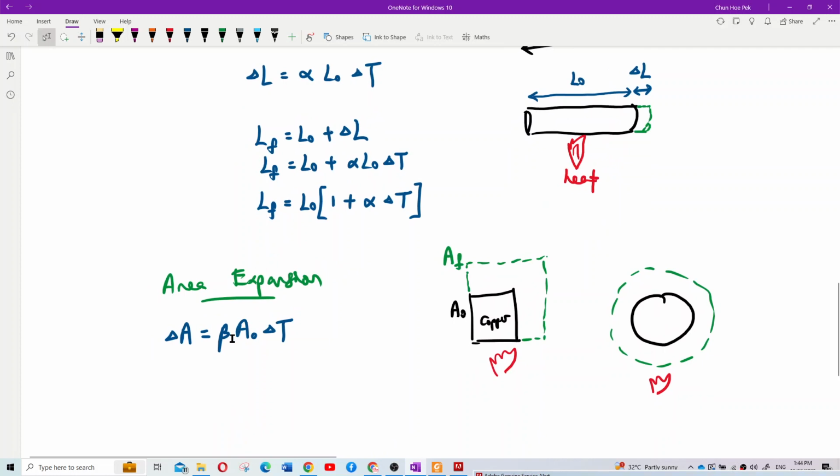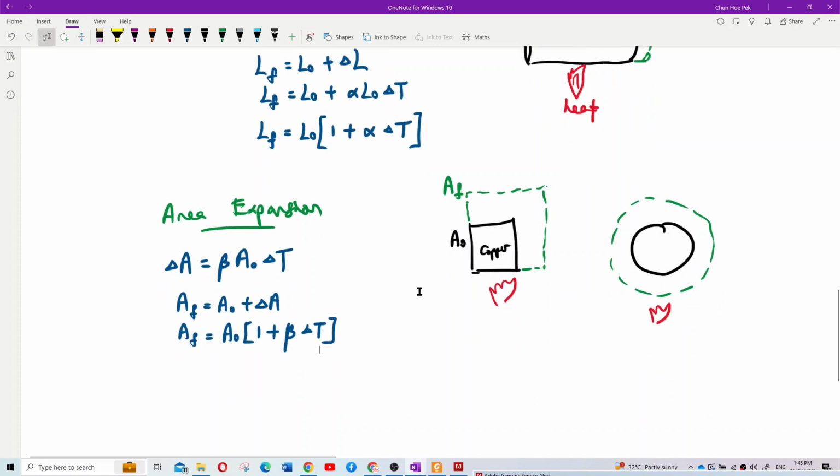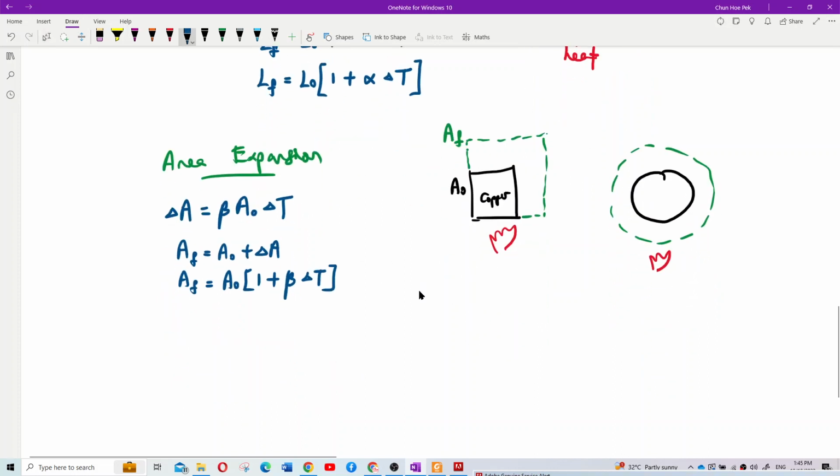If you want to find the final area, just take initial area plus change of area, and finally we also get the same formula: A naught bracket 1 plus beta delta T. I just translate from this one to this one. Understand?